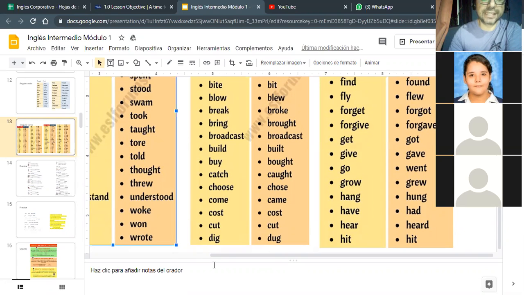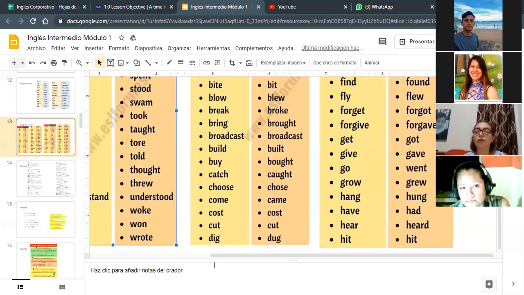Forget, yeah. What is to forget? When people don't remember. Forgot, that is for Gerardo. He forgot your expenses. Okay, nice, good example.